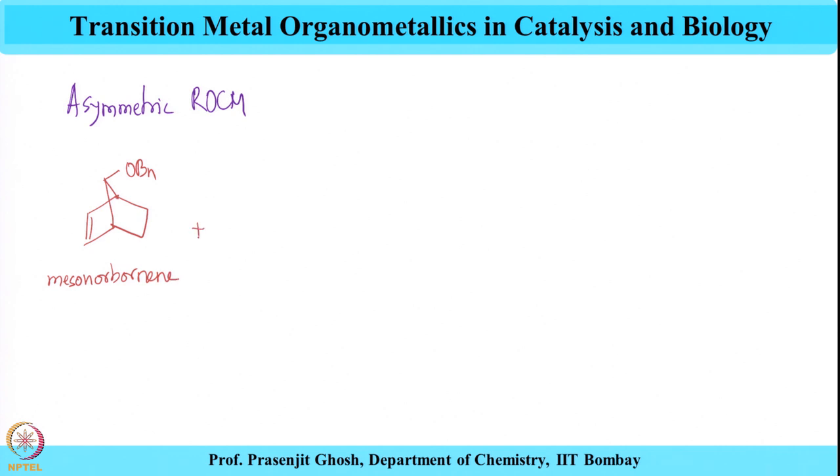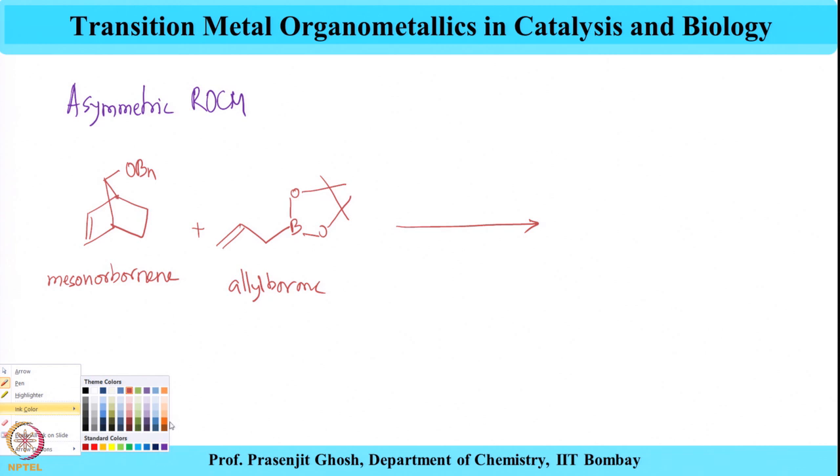Mesonorbornene in reaction with allyl borane. In this cross metathesis reaction, the catalyst is an asymmetric or chiral complex as is shown here.